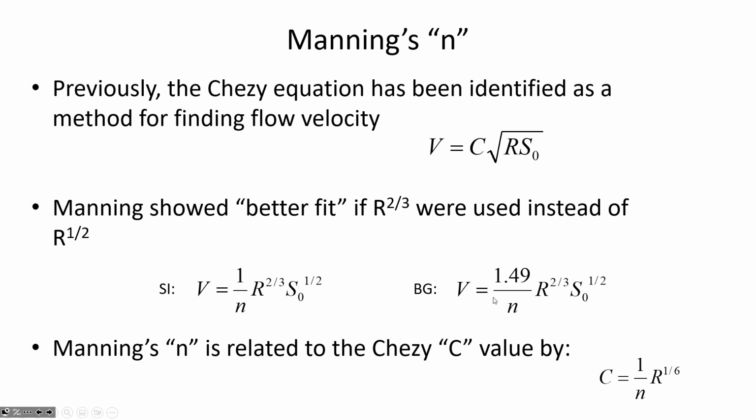So Manning's equation has a different friction factor. It uses an N value instead of a Chezy C. And also the hydraulic radius is taken to the 2/3 power. Now look, there's a difference between SI units and British gravitational units. If you're using traditional units where length is in feet, then you need to use this coefficient, 1.49, in front. But if you're using SI units where length is in meters, then velocity is just calculated with this formula with no prefix coefficient. The N values, in other words, have been calibrated for SI units.